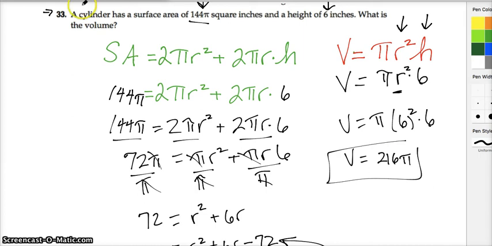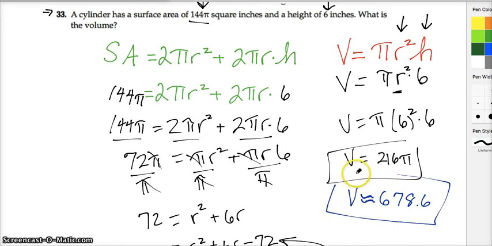That's me leaving it in the exact form. And then if we use a calculator to approximate the pi value, when we multiply it, we get that the volume is approximately 678.6, I don't know what units we're doing, inches cubed. So in either case, this is what it is.